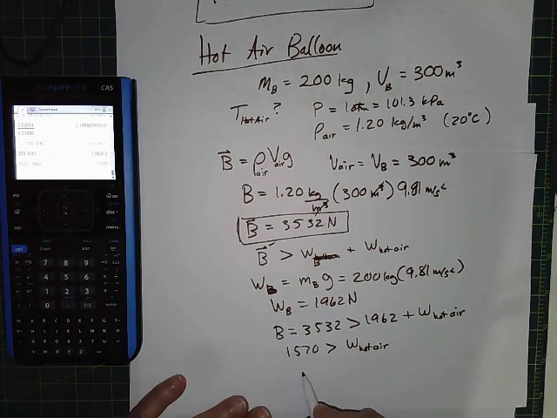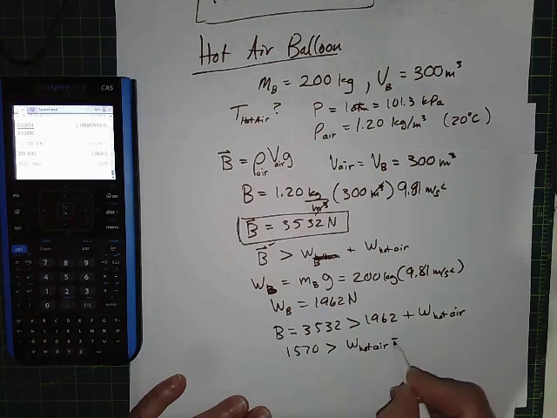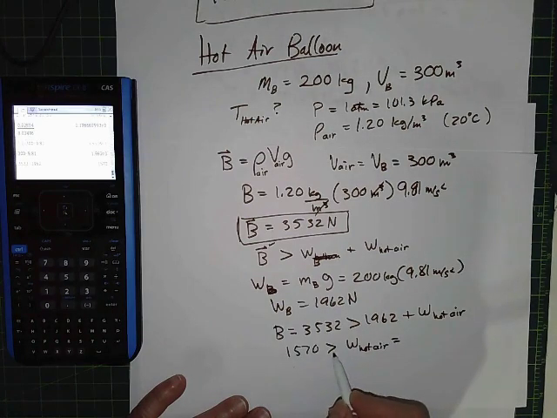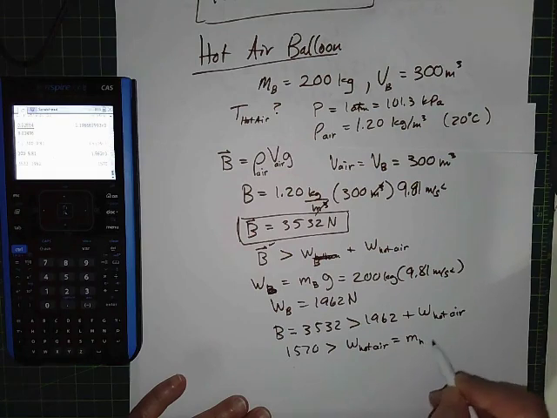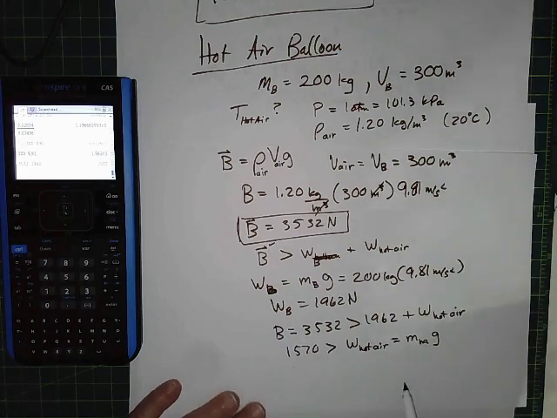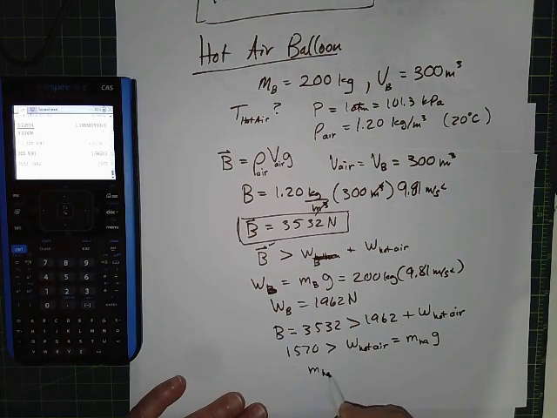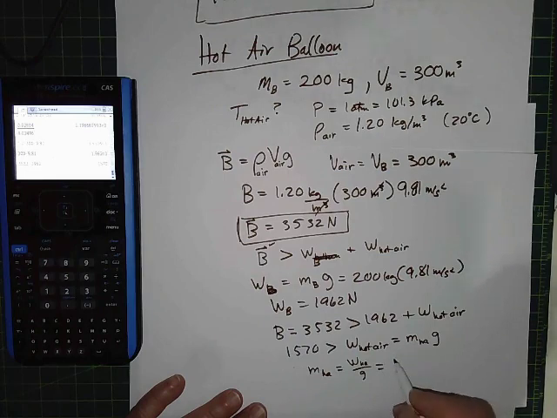All right, so we're going to say this is equal to, just to get a number or an equals equation instead of having to do greater-than inequalities all the time. And we're going to remember that mass, let's just call it mass of H for hot air, or HA, I guess, times gravity. Weight is mass times gravity. All right, so we've got the mass of hot air is going to be the weight divided by g, 1570 divided by 9.81.